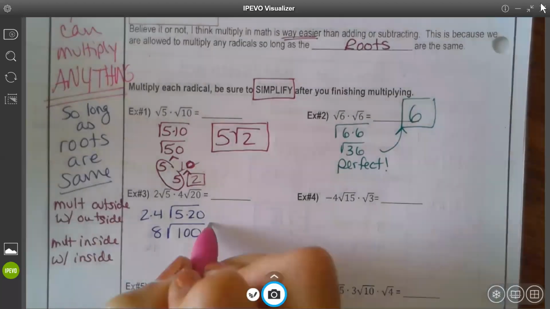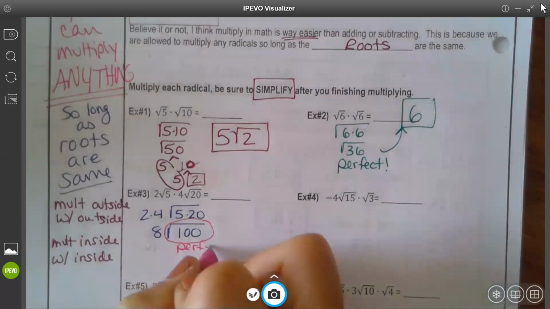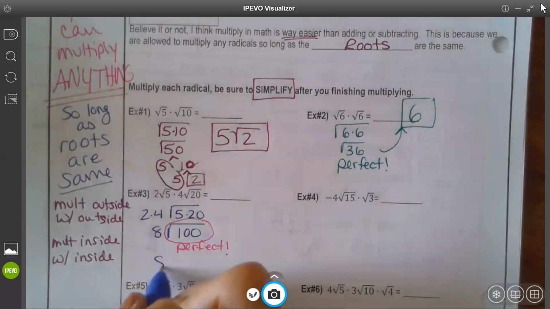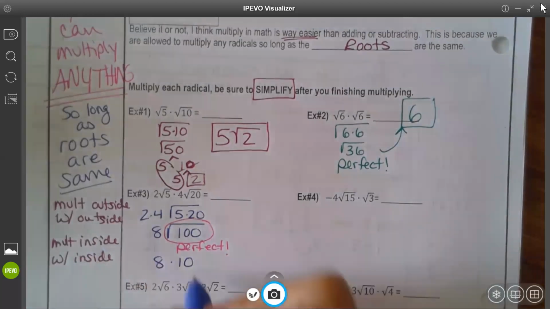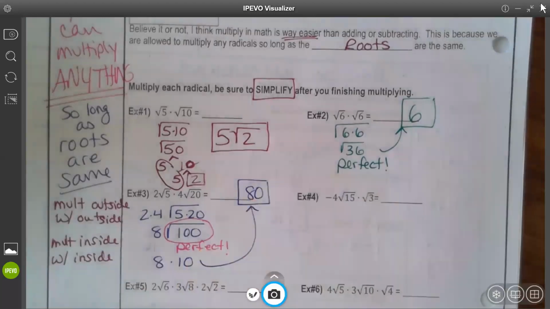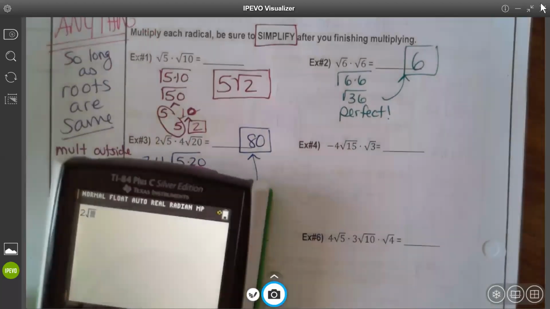What do we know about 100? 100 is perfect. What's the square root of 100? It's just 10. So 8 times 10, final answer is 80. Let me check that one. So 2 square root of 5 times 4 square root of 20, boom, 80.